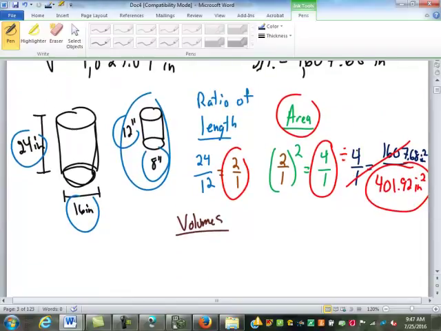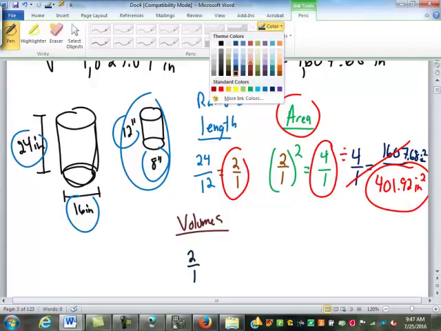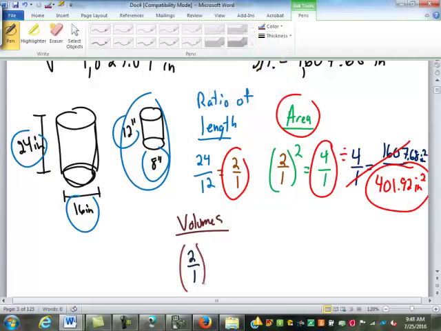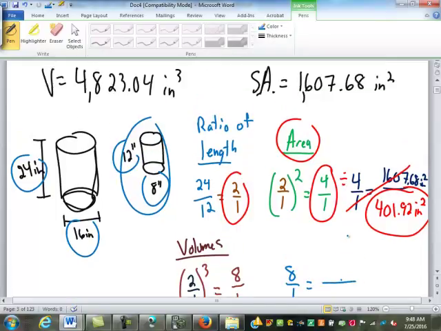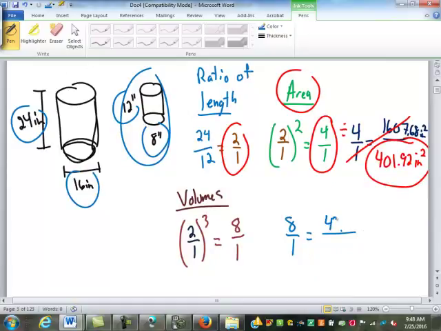Our ratio of volumes then is going to be found by doing what? Well, we have our 2 to 1 ratio of lengths. What are we going to do to that to find our ratio of volumes? Cube it. Very good. Which gives us what? 8 to 1. 2 cubed is 2 times 2 times 2, which is 8. 1 cubed is 1 times 1 times 1, which is 1. So 8 over 1, what goes over here? Perfect.